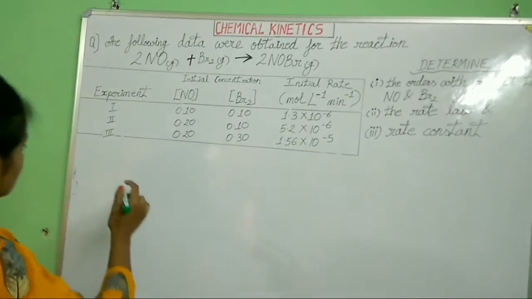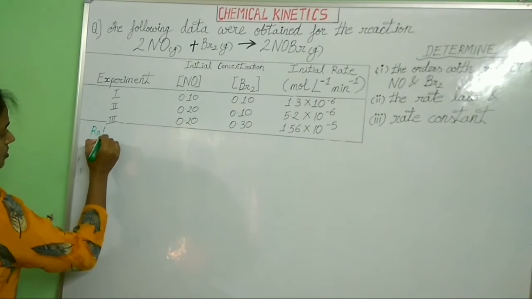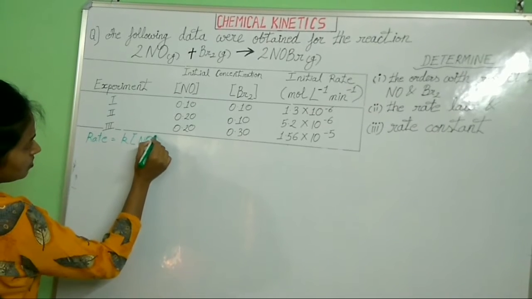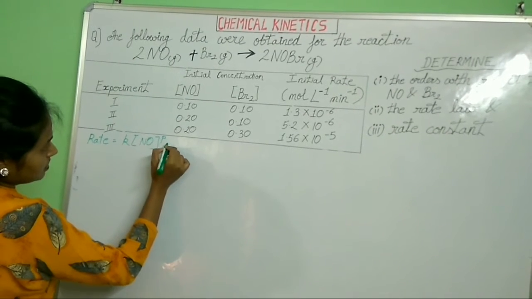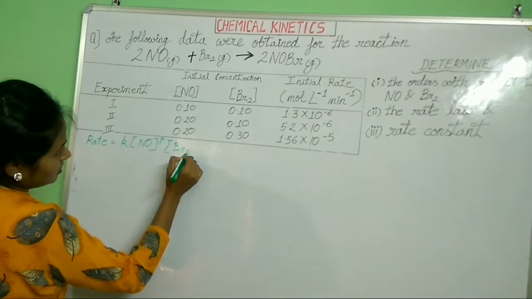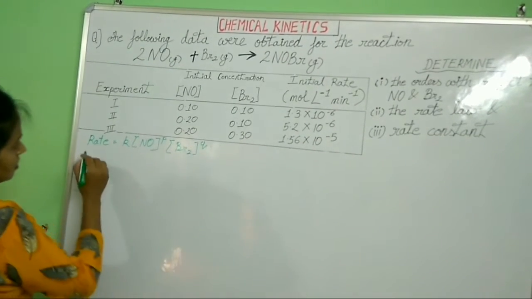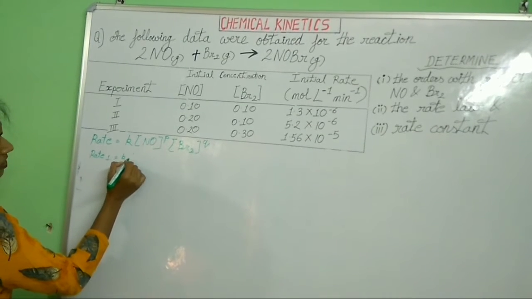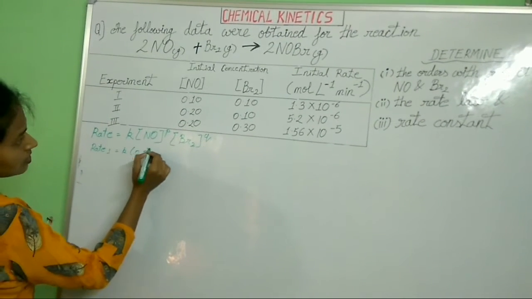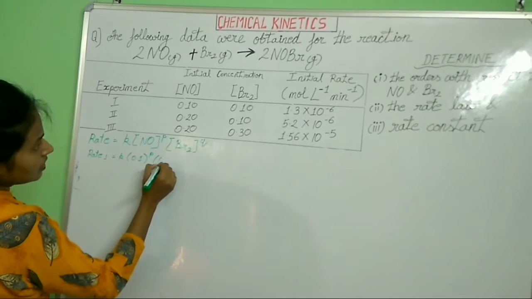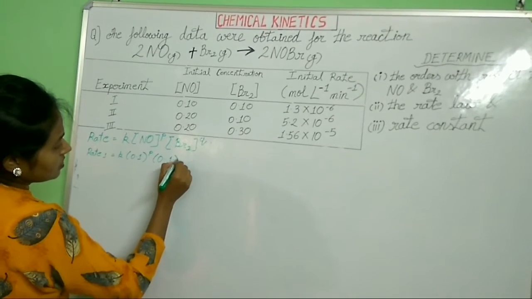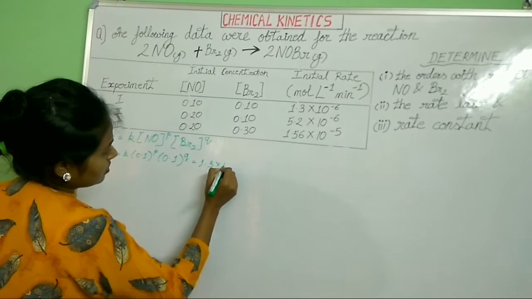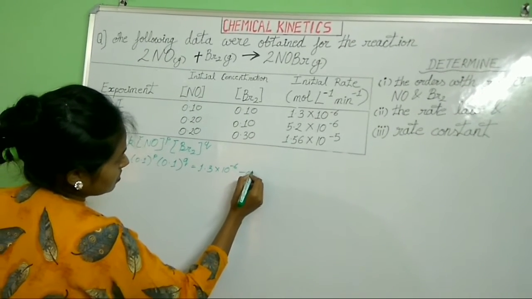So first, how to write the rate? Rate equal to K[NO]. We don't know the order, so let it be P, and for Br2 let it be Q. Now rate 1 is K[0.1]^P, and the concentration given here is [0.1]^Q. What is the rate? 1.3 into 10 to the power minus 6. Let it be equation 1.